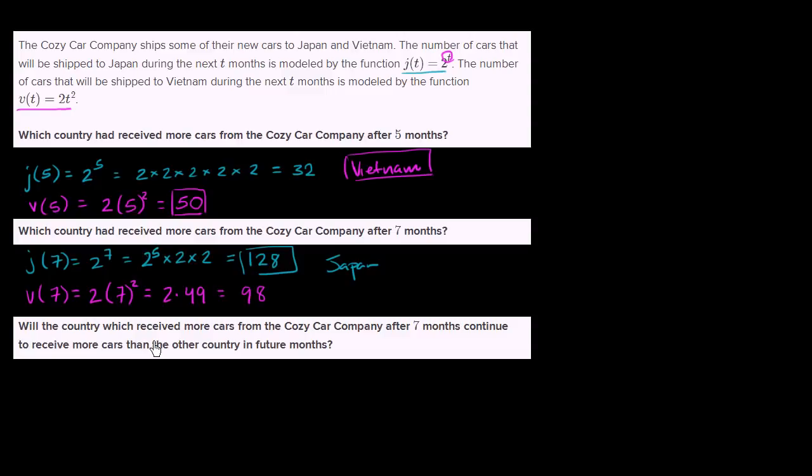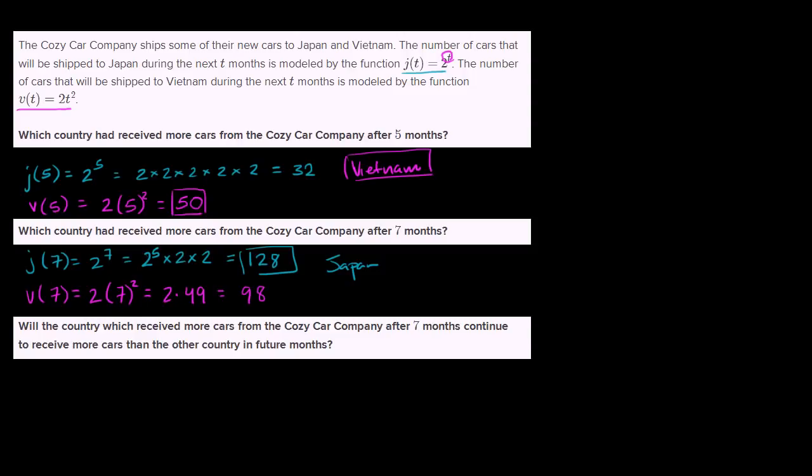Will the country which received more cars from the Cozy Car Company after 7 months continue to receive more cars than the other country in future months? Yeah, absolutely. Once the exponential function passes up the quadratic function, it just goes faster. It just keeps increasing at a faster and faster rate.